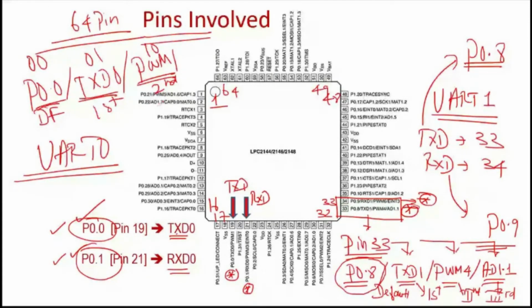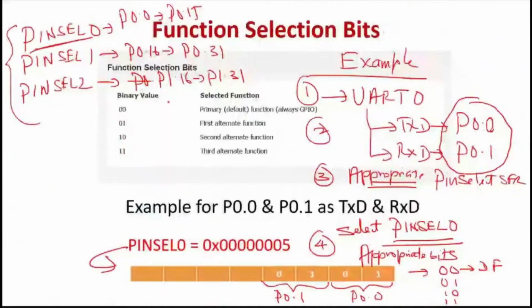So what is the value that you should write in the pin select SFR? I have to write this as 0, 1. Why 0, 1? Because we are using the first special function. That is something that is decided by the processor. Don't ask me why you are not writing 1, 0, because that is the second special function of that particular pin. So I write 0, 1 here.